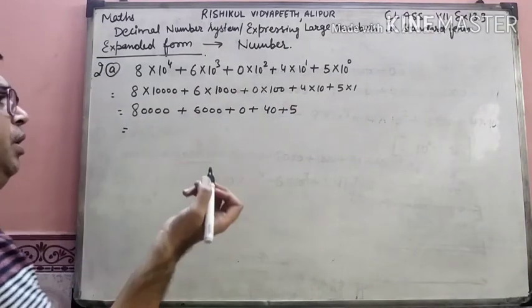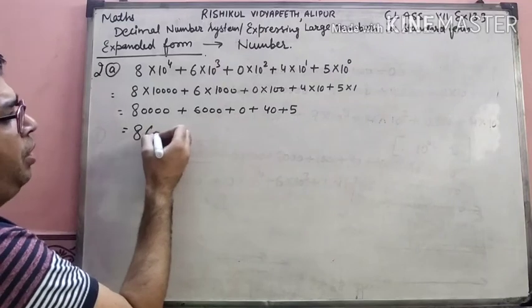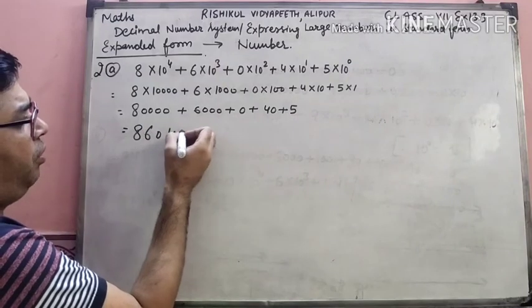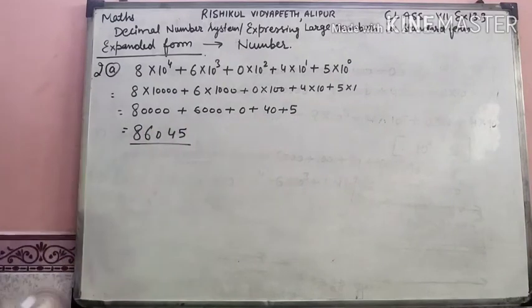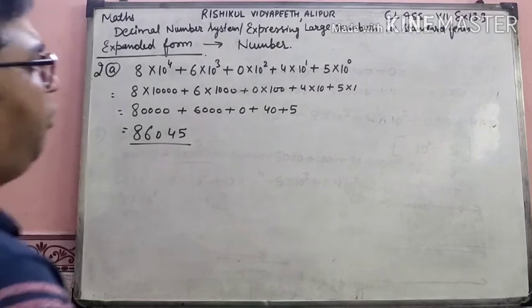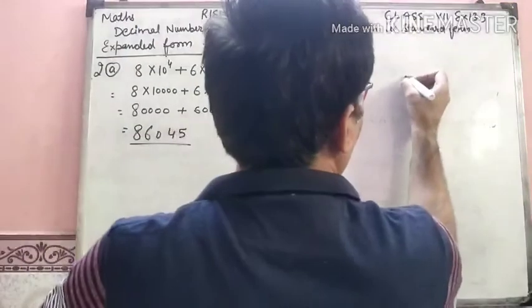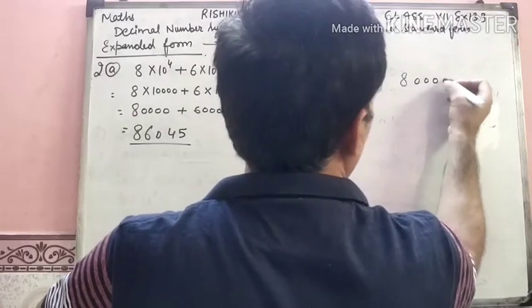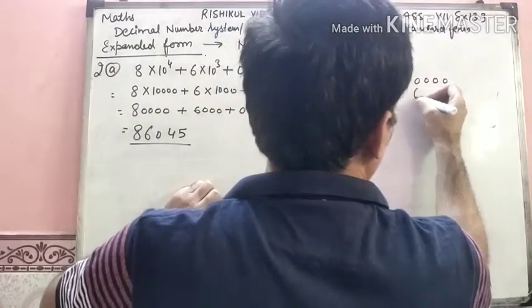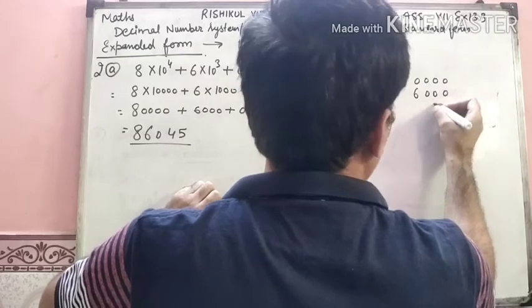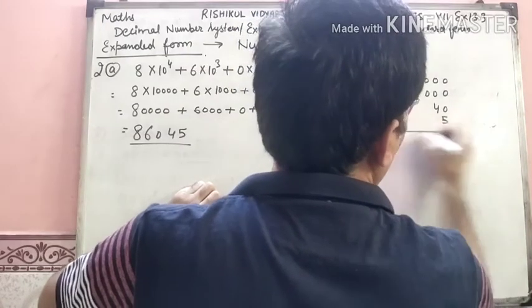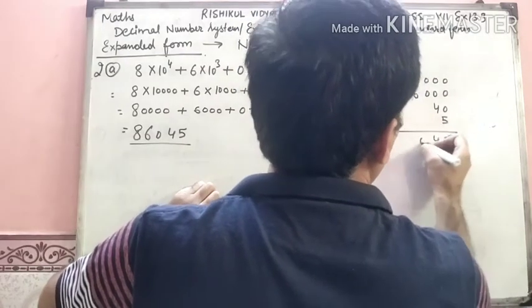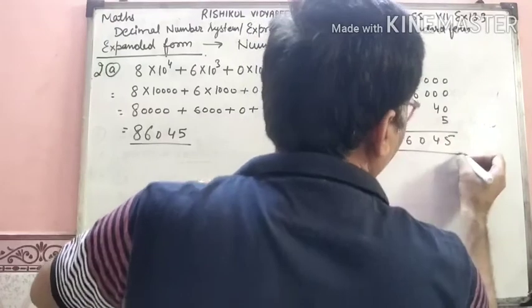You can add it in simple mathematics. I think you will not face any problem in such kind of questions. Is that clear, students? So how will you add it? 80,000 plus 6,000 plus 40 plus 5, that is 86045.